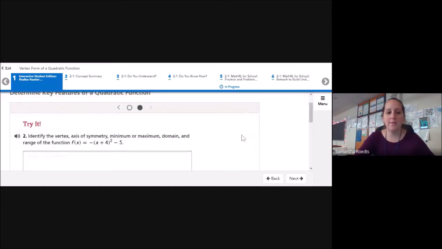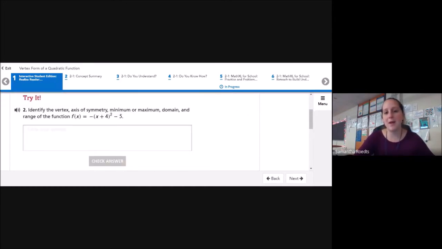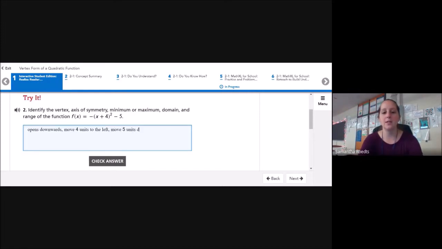All right, so I want to identify the vertex, axis of symmetry, minimum or maximum, domain and range of the function f of x equals -(x plus 4) squared minus 5. The first thing I notice is this minus sign out front, which tells me that it opens downwards. There's no vertical or horizontal stretch because it's a -1 out front. The plus 4 tells me I move 4 units to the left, and the -5 tells me to move 5 units down.